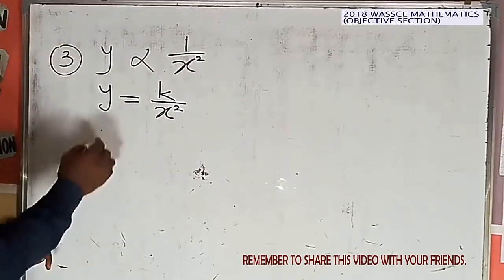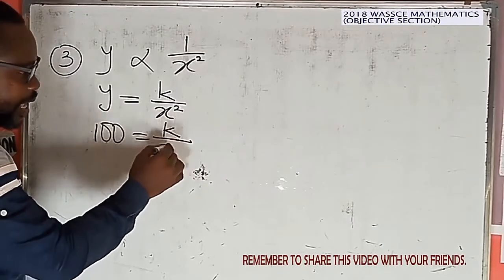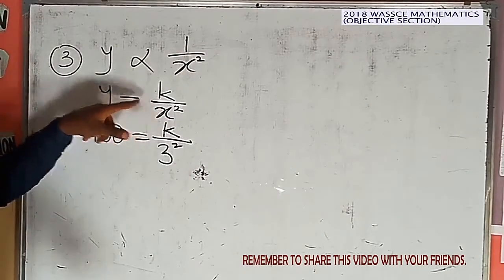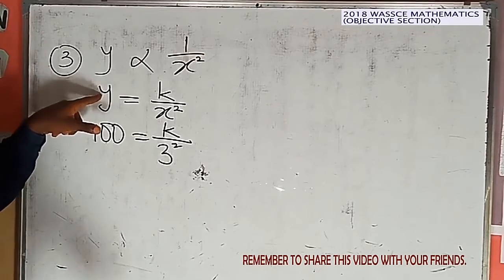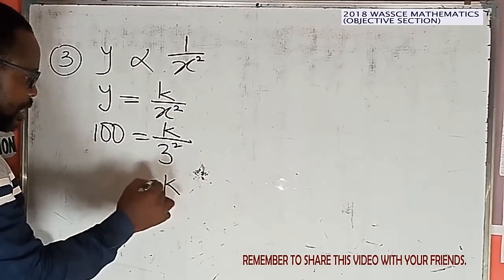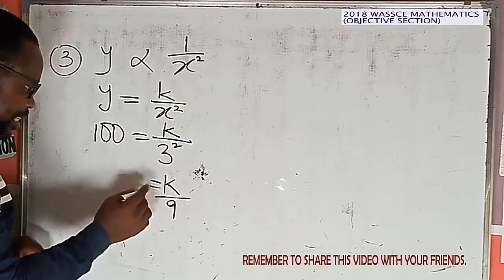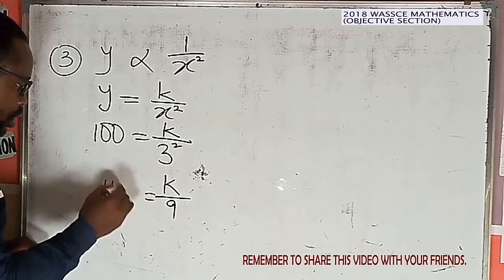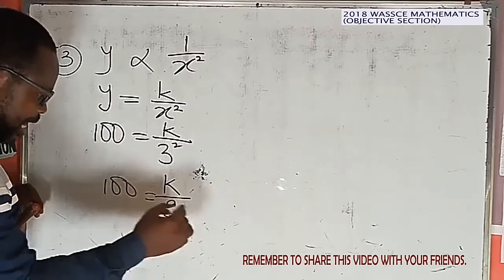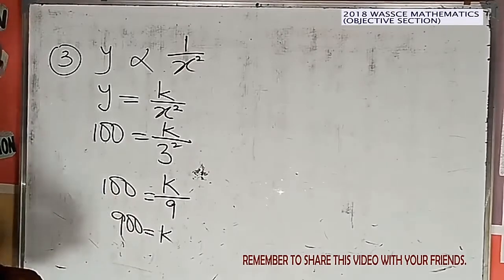Then they said if x is 3, that means this is 3 now, and when y is 100. So y is 100, then k over 3 squared. They said x is 3 when y is 100. So we put 100 here, put 3 squared here. In a nutshell, we can have that k over 9 is equal to 100. I'm just trying to take all the steps necessary. Then we have that our k is, cross multiplying, k should be 900.